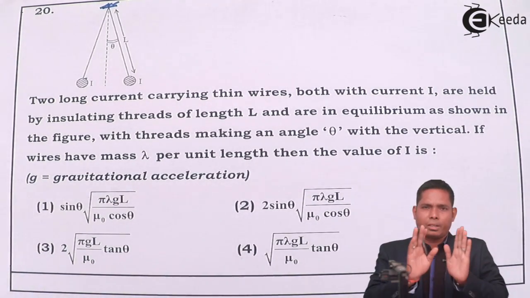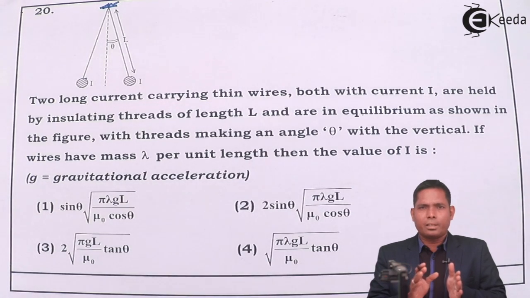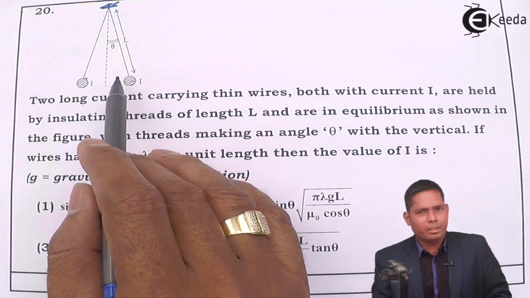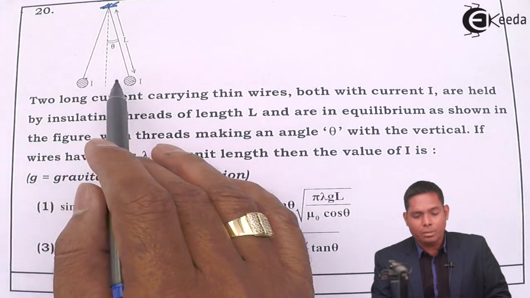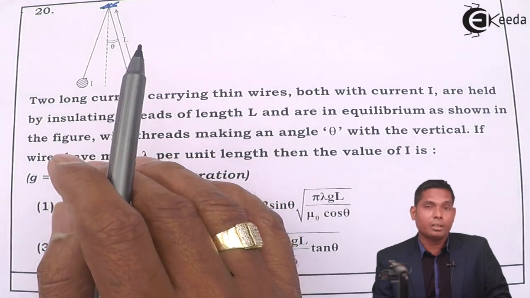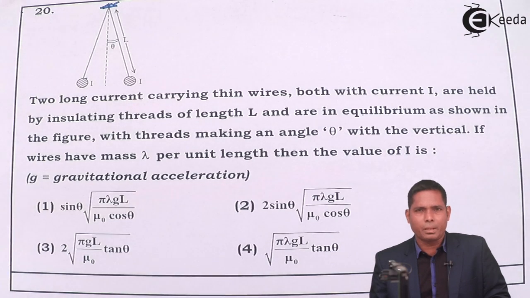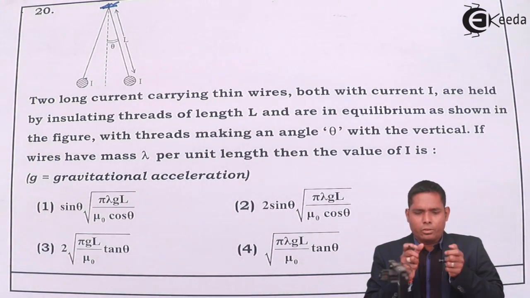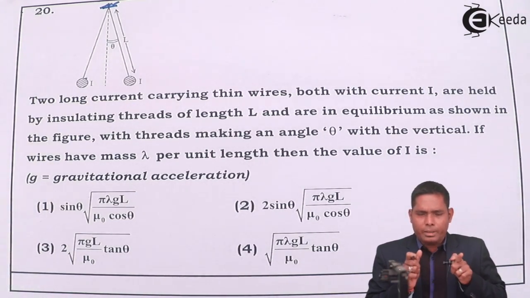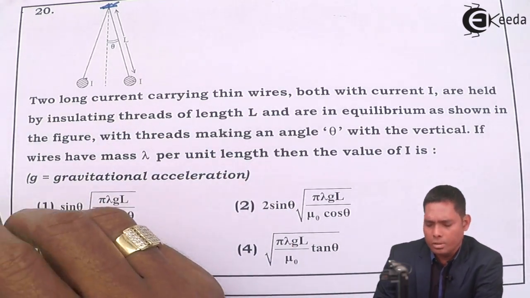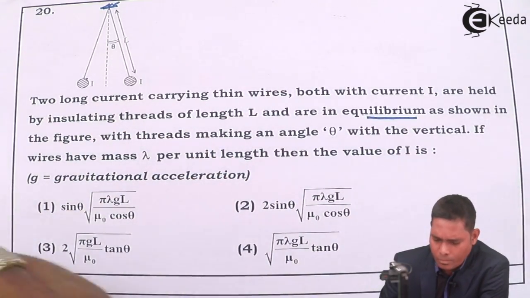If the currents are in the same direction, they will attract. If the currents are in opposite directions, they will repel. It is not mentioned whether the currents are in the same or opposite direction, but because they are maintaining some separation, the currents are in opposite directions. Therefore, this conductor repels this conductor, so they maintain a certain distance, and in a particular position they are in equilibrium. So this position is the equilibrium position.